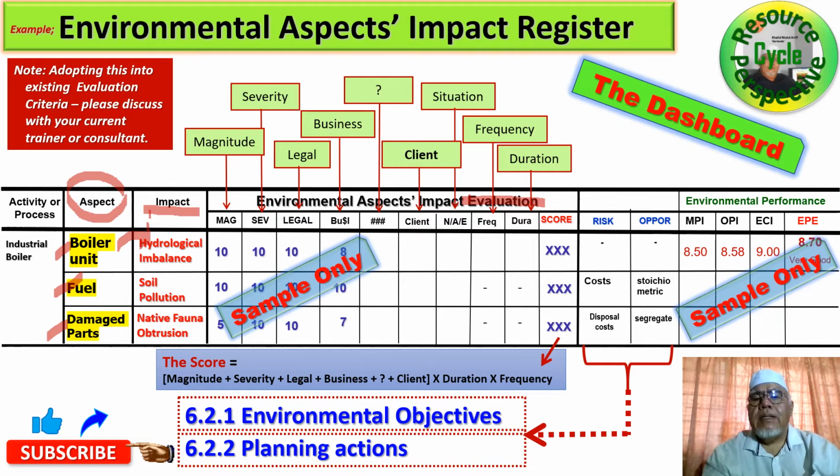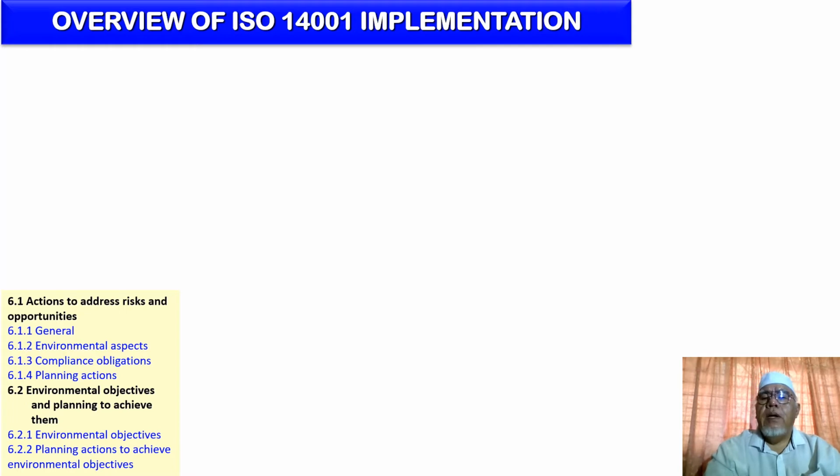Let's take a look at the next slide. Once we have got our risk and opportunity over here, this is the basis for our environmental objective. This is the dashboard. You're familiar with this by now. Now I'm just picking some examples.